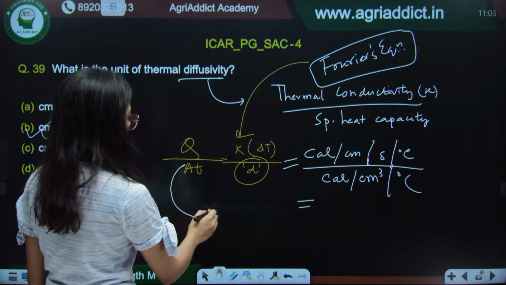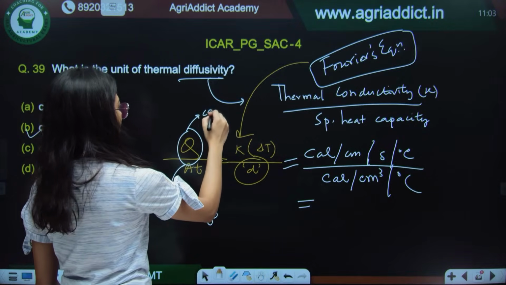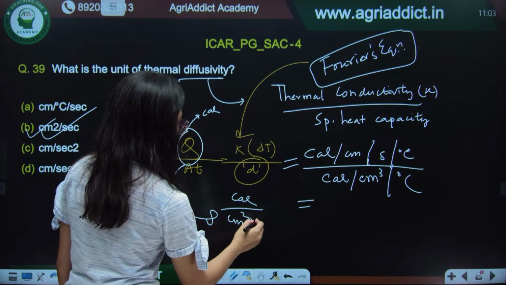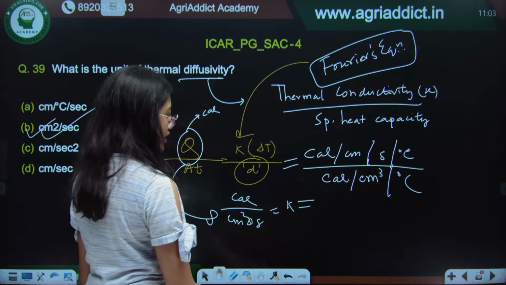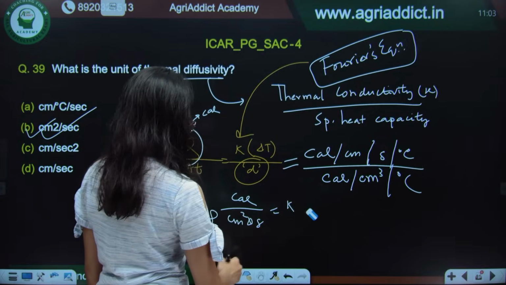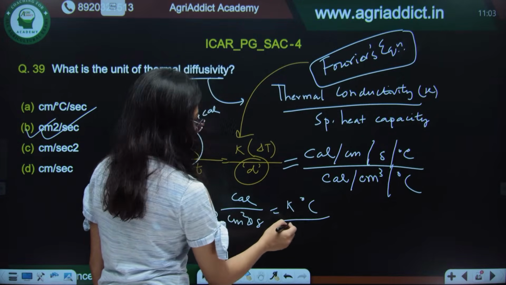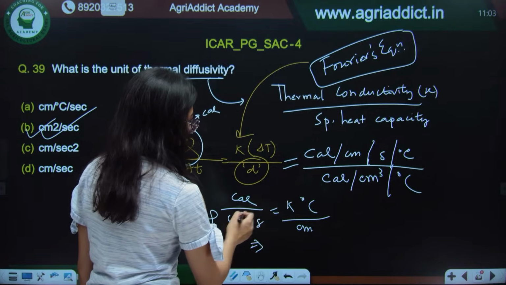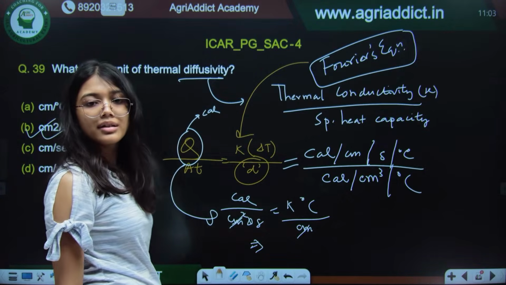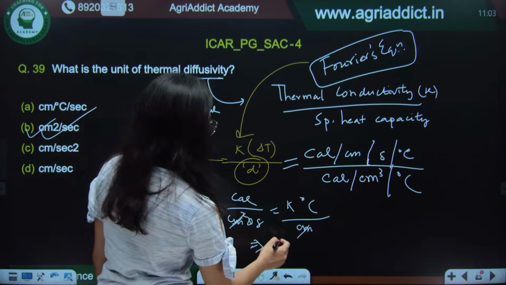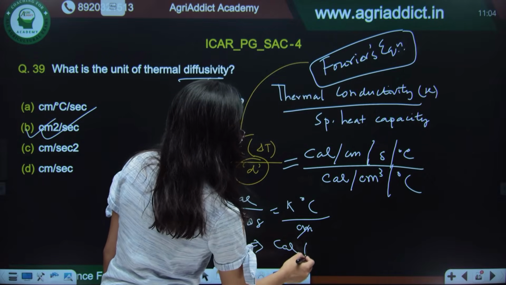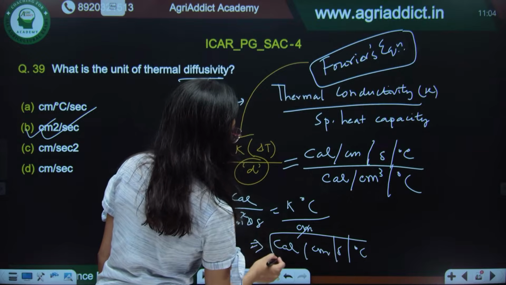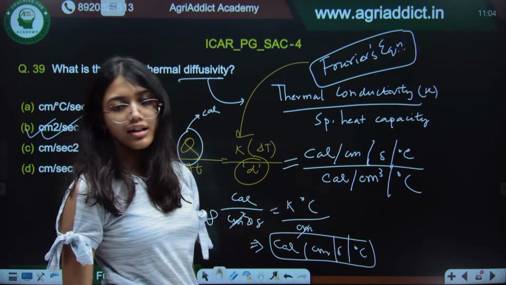So, how are we deriving this? This Q, we can write as calories, so calories divided by centimeter square into second. This K we have here. This T we are writing as degree centigrade and this D is centimeter. So, from there we can easily find out what will be our unit. Centimeter square and centimeter get cancelled and then we have calorie per centimeter per second per degree centigrade. So, this will be our overall unit for thermal conductivity.